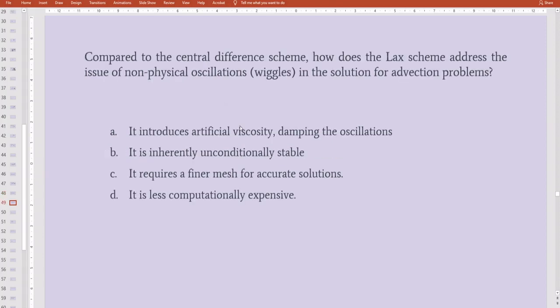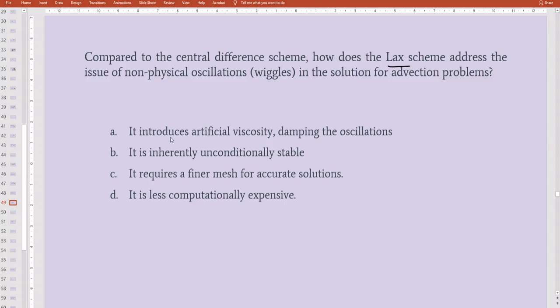Moving to the next question. Compared to the central difference scheme, how does the Lax scheme address the issue of non-physical oscillations in the solution for advection problems? Actually, this we have discussed in one of the previous questions, but in another context. Okay, let's see. Moving on to options.